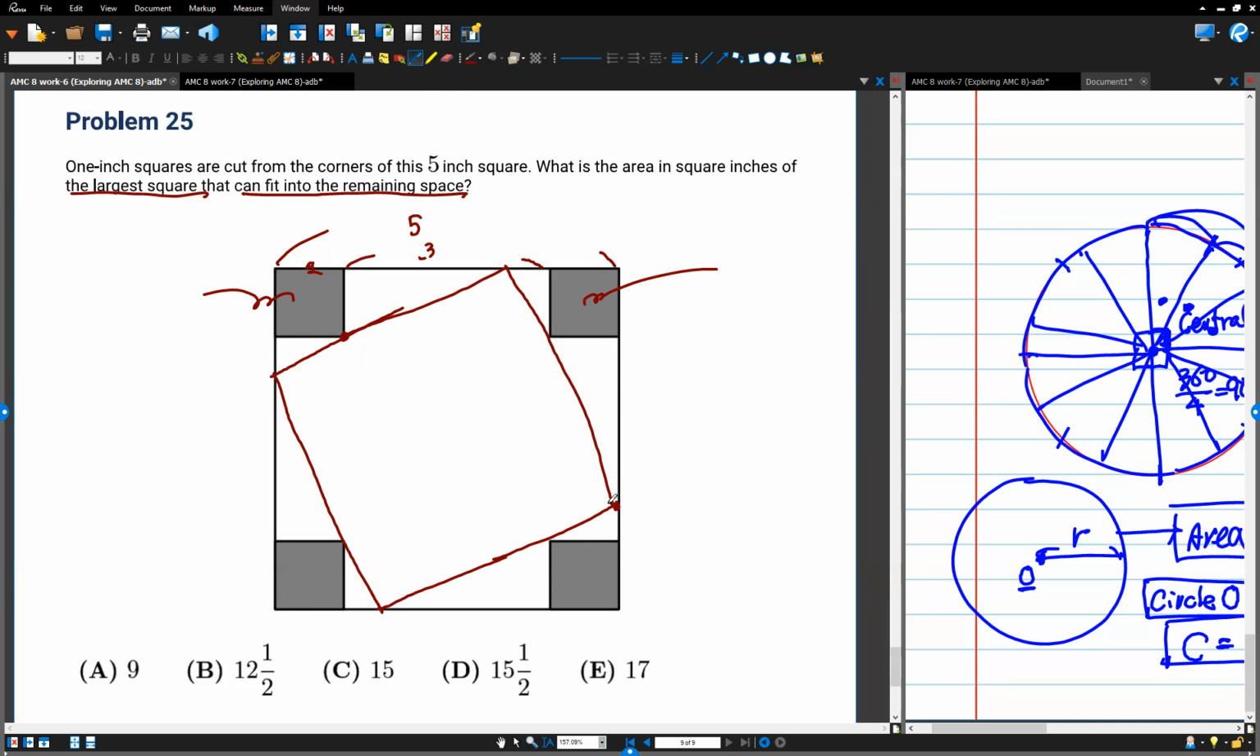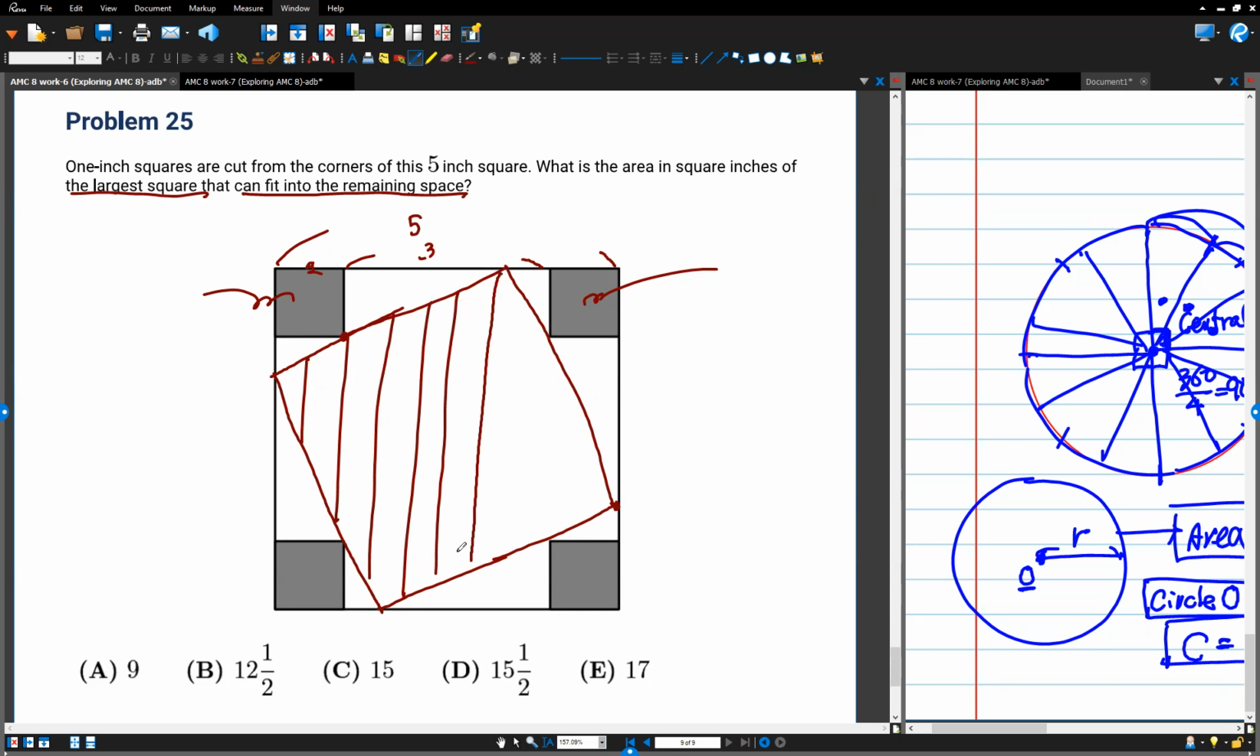Okay, so we're going to find the area of this square. The area of this square, that's the largest one. You know that. How do you find this area? Wow, this looks hard. But once you know that, it is not hard anymore.